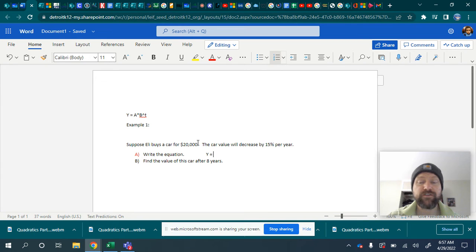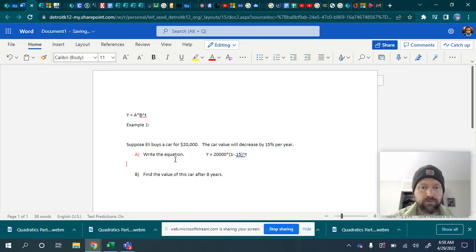A is what we start with, the starting amount. What's the starting amount? You got it. 20,000. All right. And times by, B is what are we multiplying by? So if the car value is decreasing by 15%, a decrease is subtraction. So we take the whole value of the car, which is 1, we subtract 15%, which is 0.15, all right? So our multiplier is 1 minus 0.15, okay? And then I'm going to put to the power of t. That's the equation.